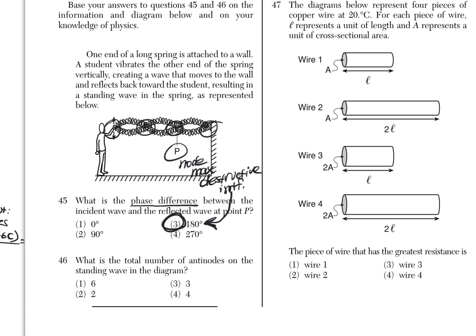46. Total number of antinodes in the standing wave. Well, the antinodes are in between the nodes. I got 1, 2, 3 antinodes, and antinodes are points of maximum constructive interference. And that's where you get the most motion, and that's happening in 3 spots on that wave. There are 3 antinodes in that diagram.